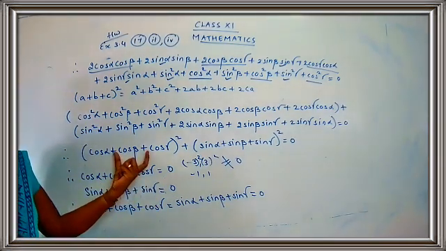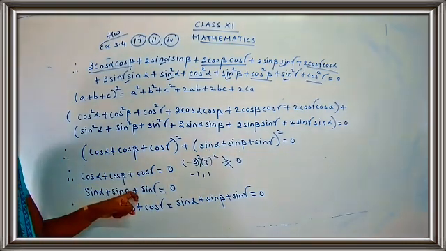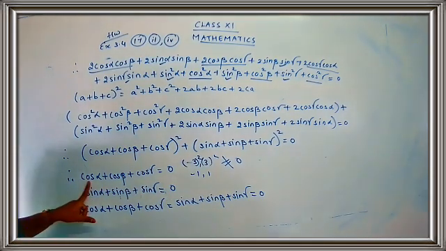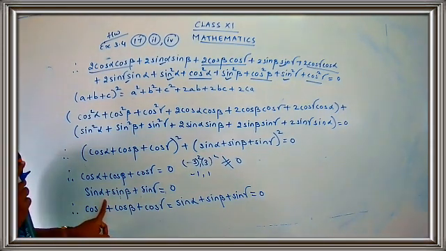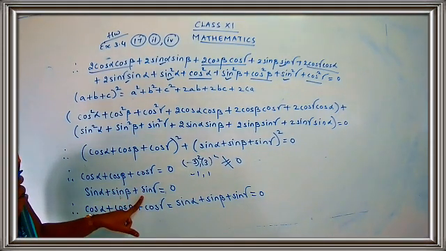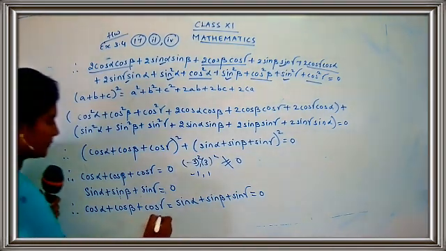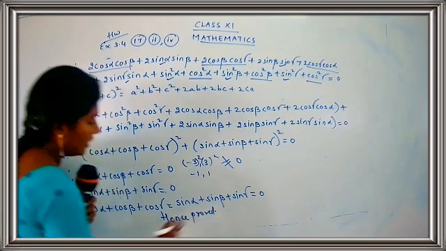So this value will be 0 and this value will be 0. So both the values are equal and they are equal to 0. You have to say therefore cos alpha plus cos beta plus cos gamma is equal to sin alpha plus sin beta plus sin gamma is equal to 0. Okay children, so we have just proved the required part. So let's mention here: hence proved.